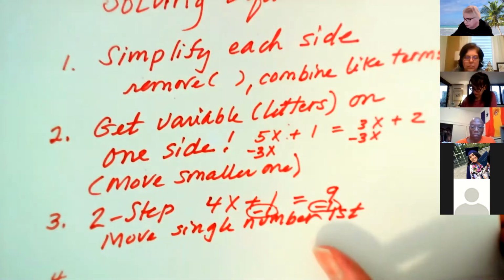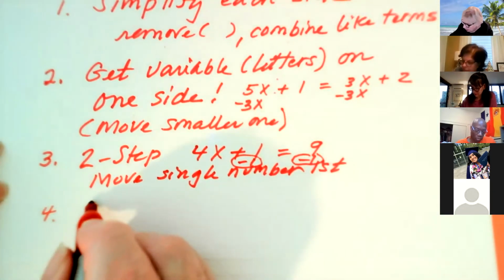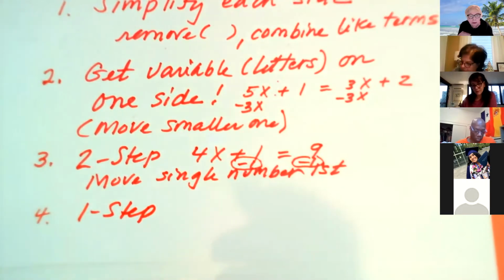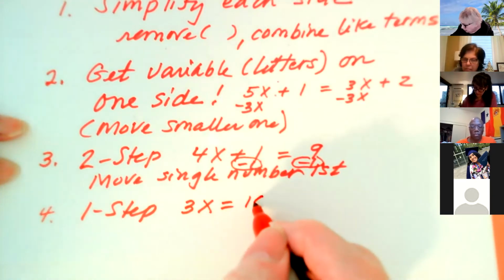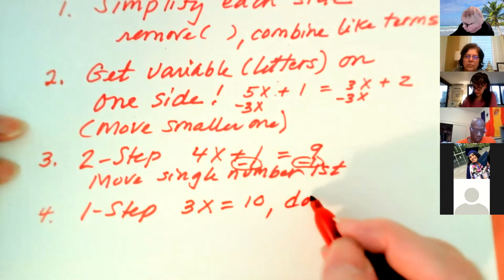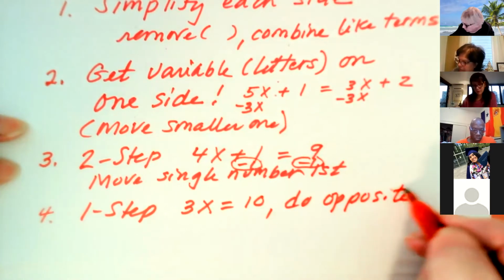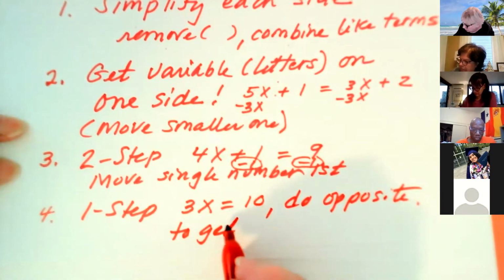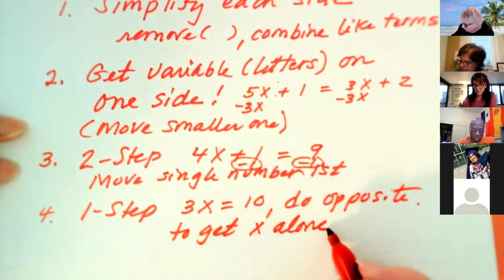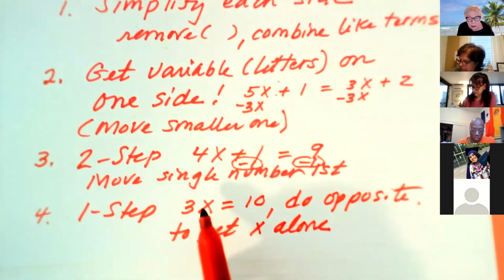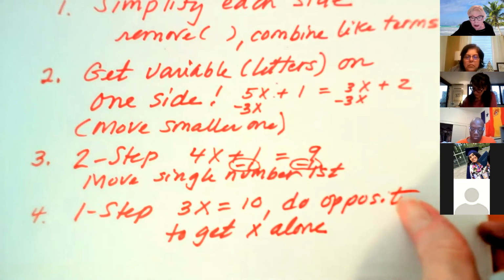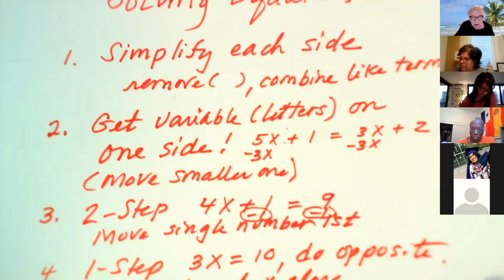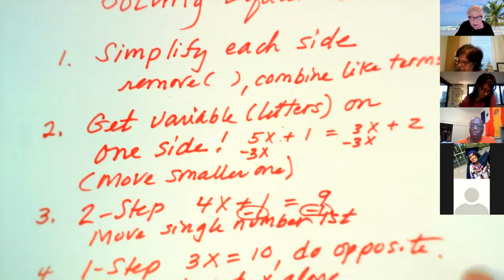And to finish this off, when you have a one-step problem, for instance, 3x equals 10, basically do the opposite to get the x alone. Or it could be any other letter, but in this case it was x. So in this case, you would divide both sides by 3. We could improve this a little bit, but this is basically the sequence.